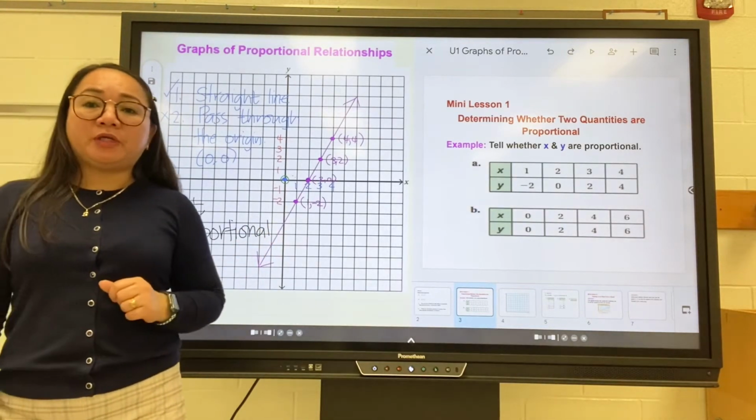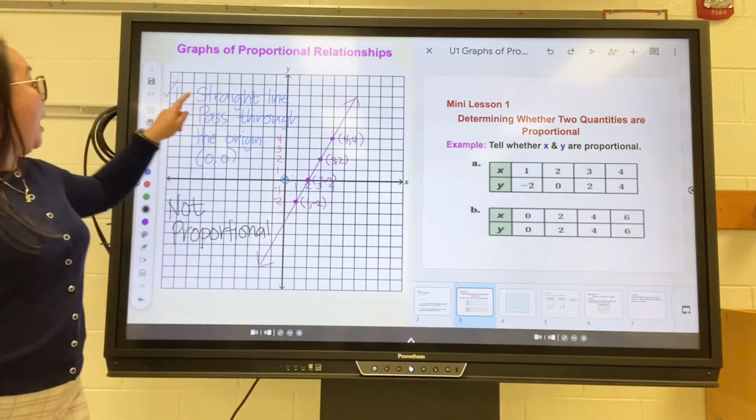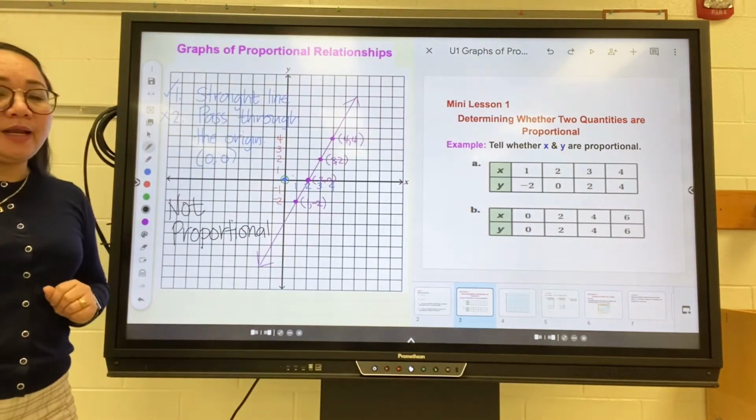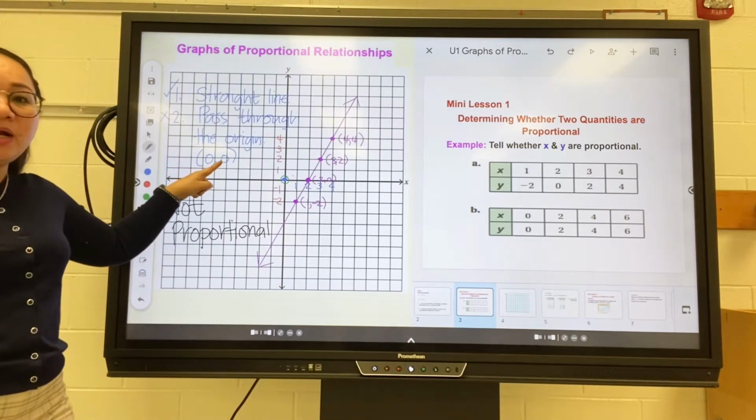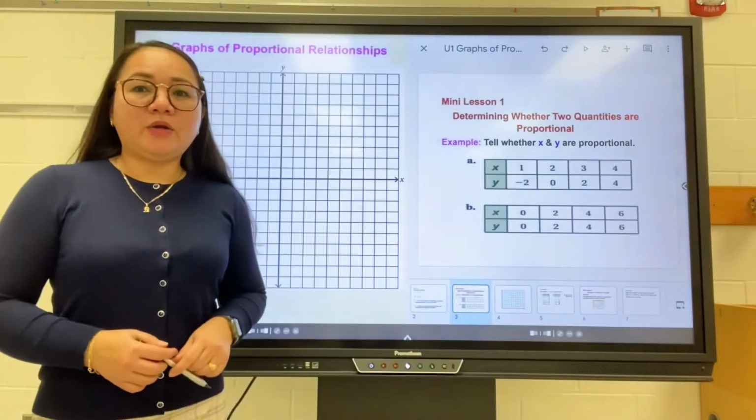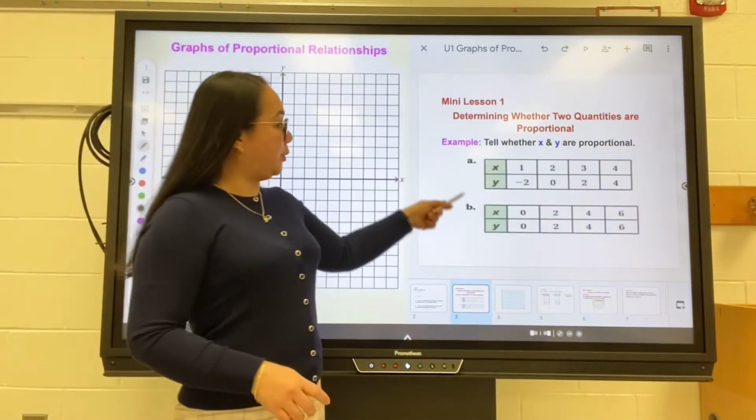Remember, in order for the graph to be proportional, it should form a straight line. Next, it should pass through the origin, which is 0, 0. Now let's proceed to example letter B.